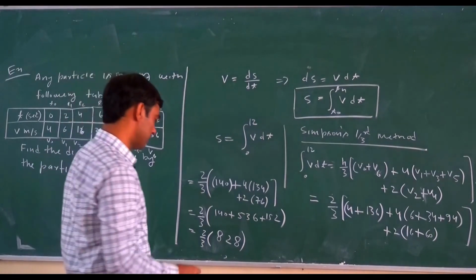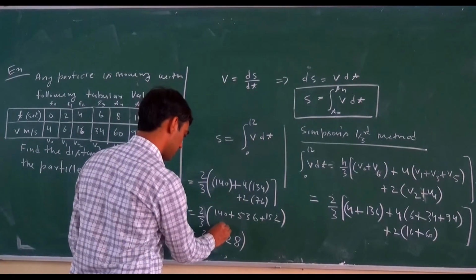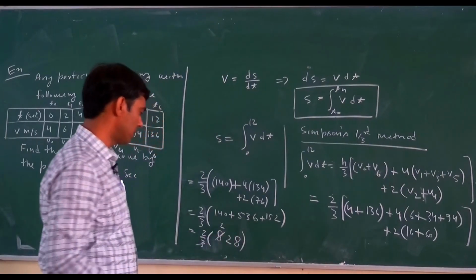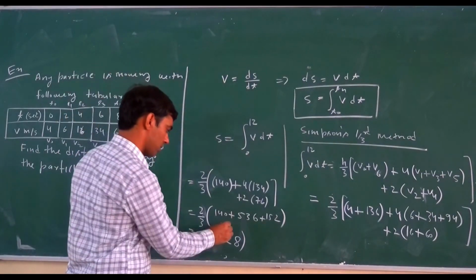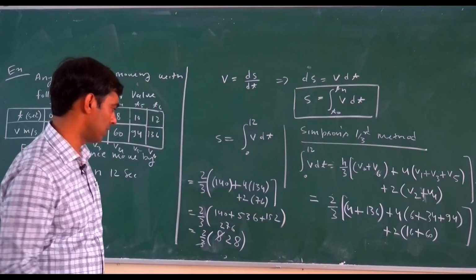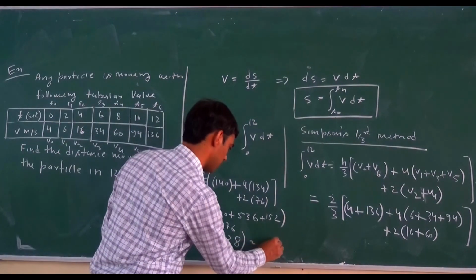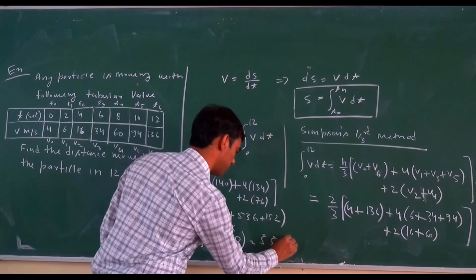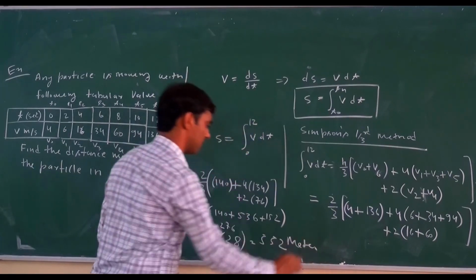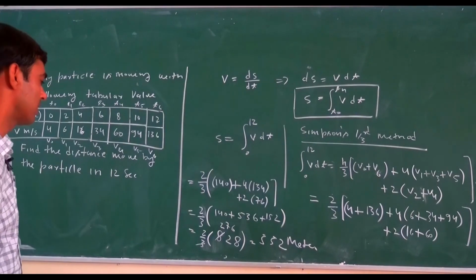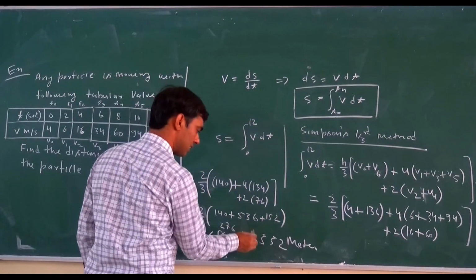And if we divide this, 3 2s are 6, and if you multiply, the result is 552 meters. This one is the result. 552 meters.